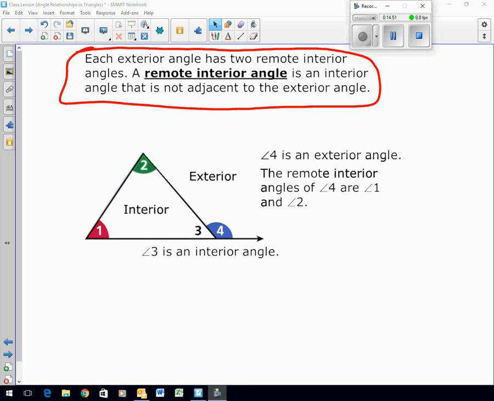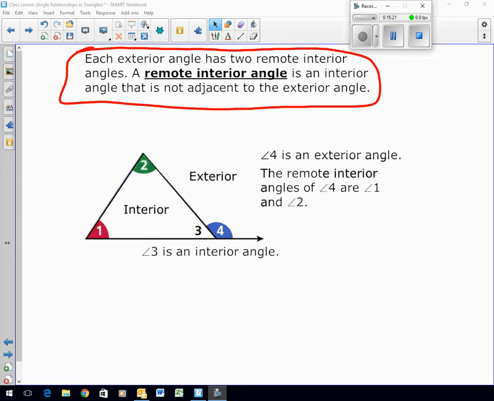Let me explain it real quick. Each exterior angle has 2 remote interior angles. A remote interior angle is an interior angle that is not adjacent to the exterior angle. What is an adjacent angle? On the other side, right next to.